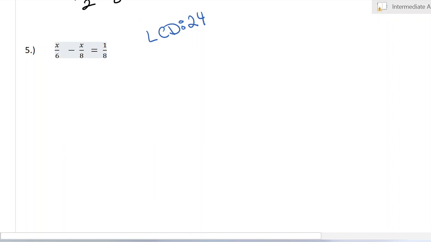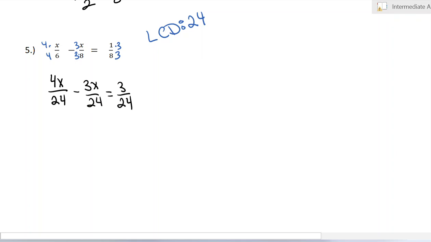And what I do then is I'm going to create the same denominator. So I do that by multiplying by 4 on this one, by 3 on this one, and by 3 on this one. So notice I multiplied the numerator and the denominator. We get 4x over 24 minus 3x over 24 equals 3 over 24.